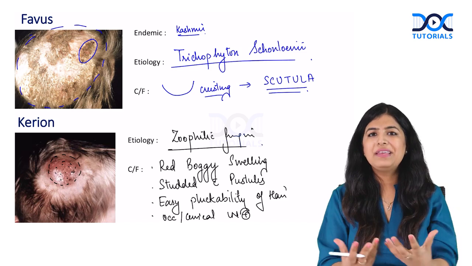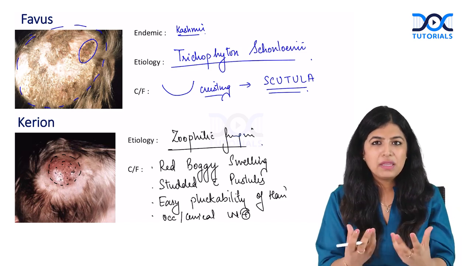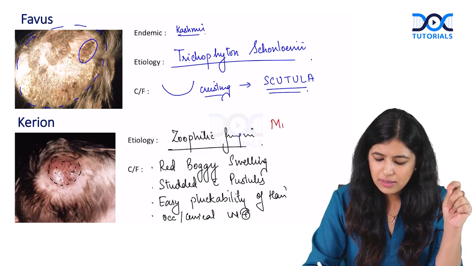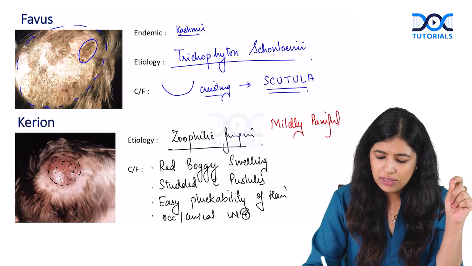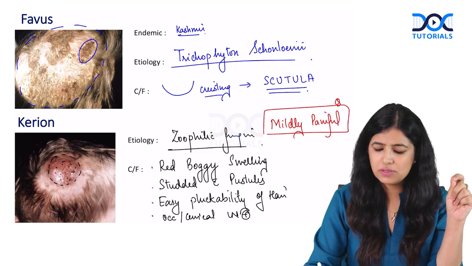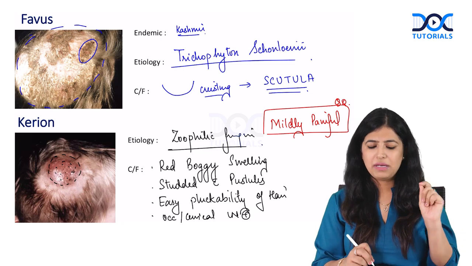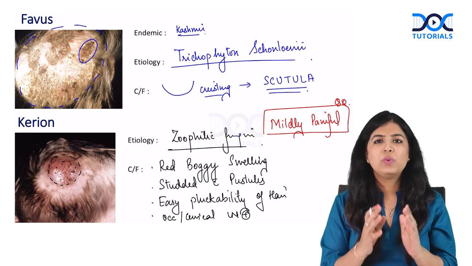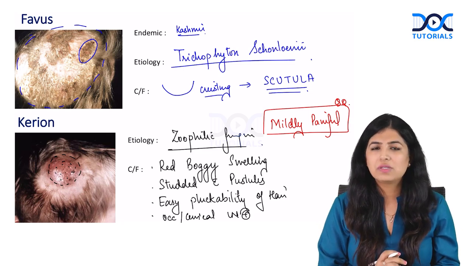Now, despite the red boggy swelling, despite the pustules, Kerion is classically only mildly painful. So that's a very important hint towards Kerion, that it is only mildly painful. These are the different types of scarring alopecias. With this, we finish our lecture on appendageal disorders part 1.